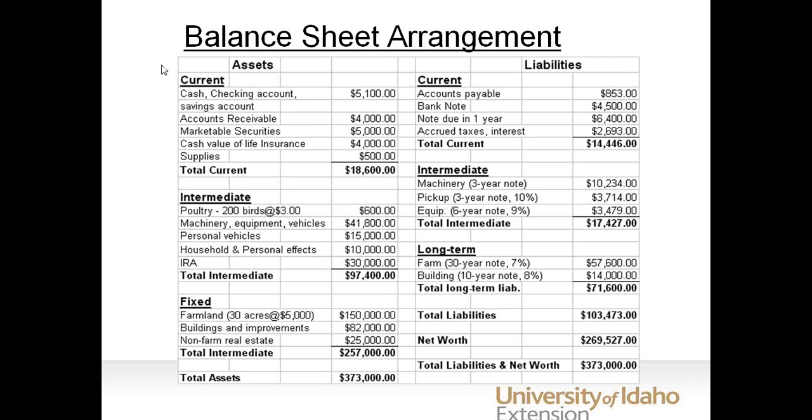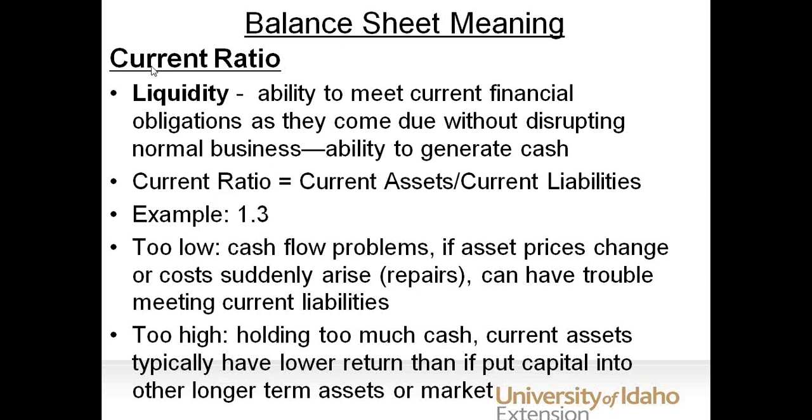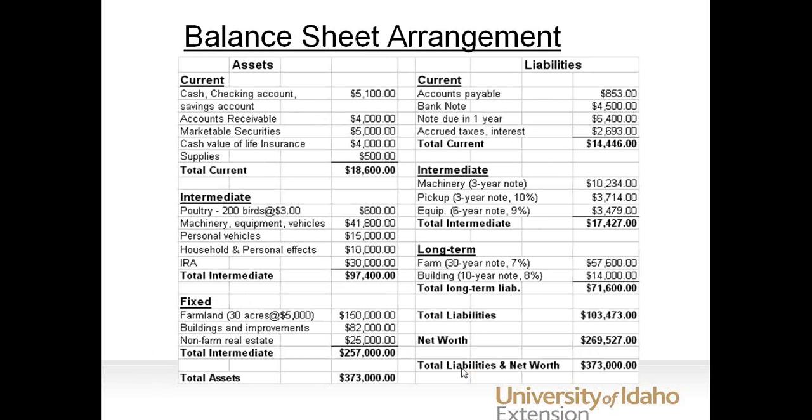The other organizational factor of a balance sheet is that the assets are listed in decreasing order of liquidity. So what that simply means is current assets are assets that can be turned into cash essentially instantaneously or nearly so, without any disruption in the operation of the business.